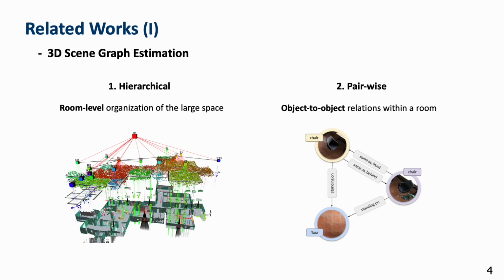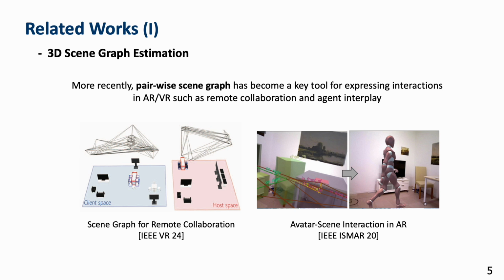Existing research on 3D scene graphs can generally be categorized into two main approaches. The first is a hierarchical approach, which organizes scenes at the room level to provide a structured understanding of large-scale environments. The second is a pairwise approach, which focuses on predicting relationships between objects within a single room. Among them, recent pairwise scene graph approaches have emerged as a key tool for representing user-object and object relationships in AR/VR environments, enabling applications such as remote collaboration and agent-based interaction.